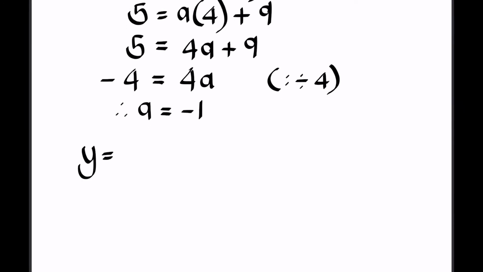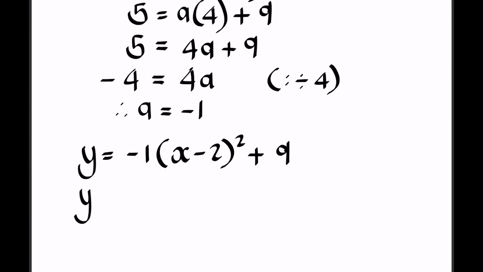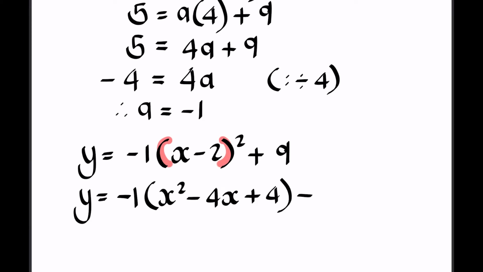Y is equal to minus 1 into (x minus 2) all squared plus q is 9. So y is equal to, I can keep this negative 1 outside the bracket, and I'm going to square out this bracket. So (x minus 2) all squared is x squared minus 4x plus 4, carry down my plus 9.